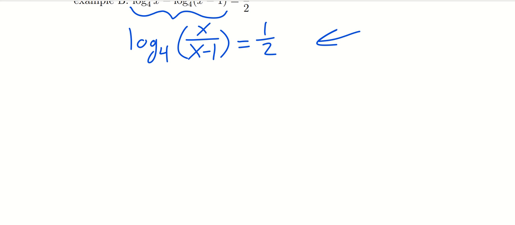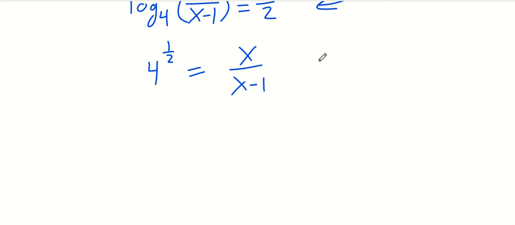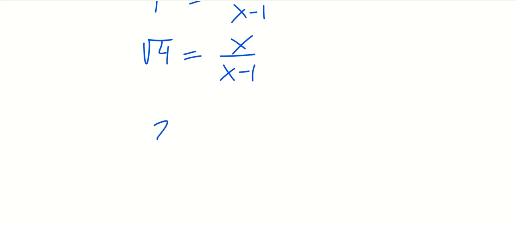So to finish it, let's convert it to an exponential statement. The base is 4. The exponent, which is on the other side, is a half. And that's equal to the value, which is the thing on the inside. That's x divided by (x minus 1). And now we just need to solve it from here. We know that the 1/2 power is equivalent to the square root, like this. The square root of 4 is simply 2 over x divided by (x minus 1).